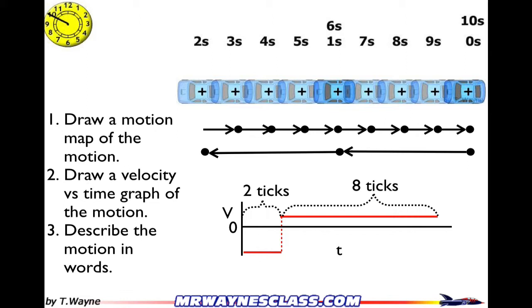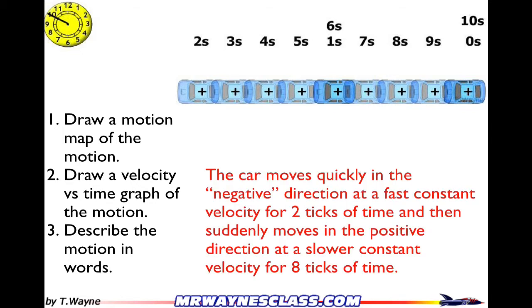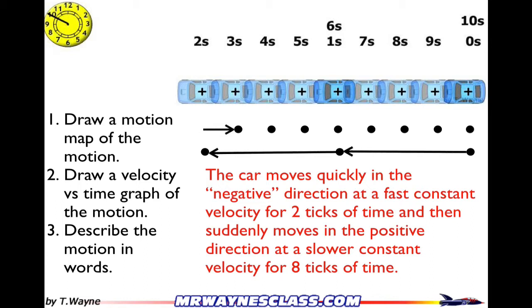So question number 3, describe the motion in words. Let's see, in words, the car moves quickly in the negative direction at a fast constant velocity for 2 ticks of time, and then suddenly moves in the positive direction at a slower constant velocity for 8 ticks of time.